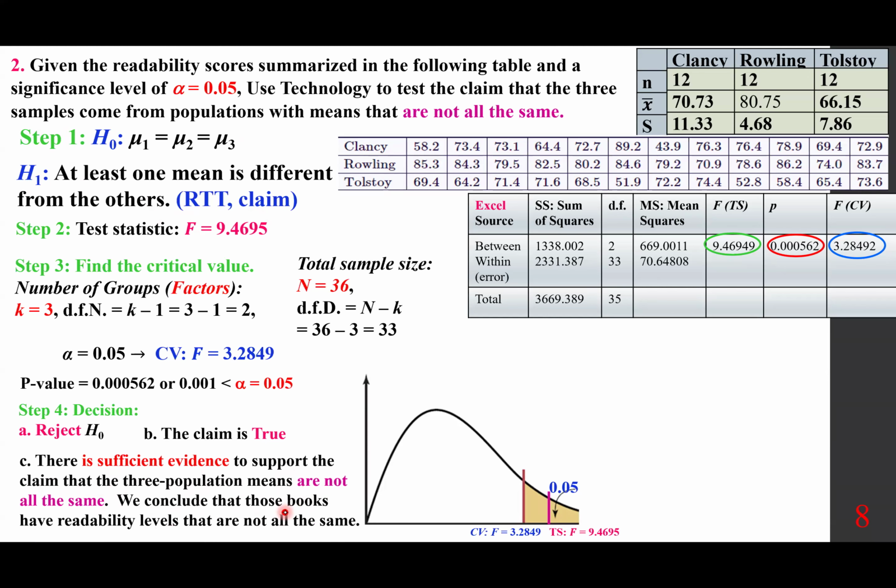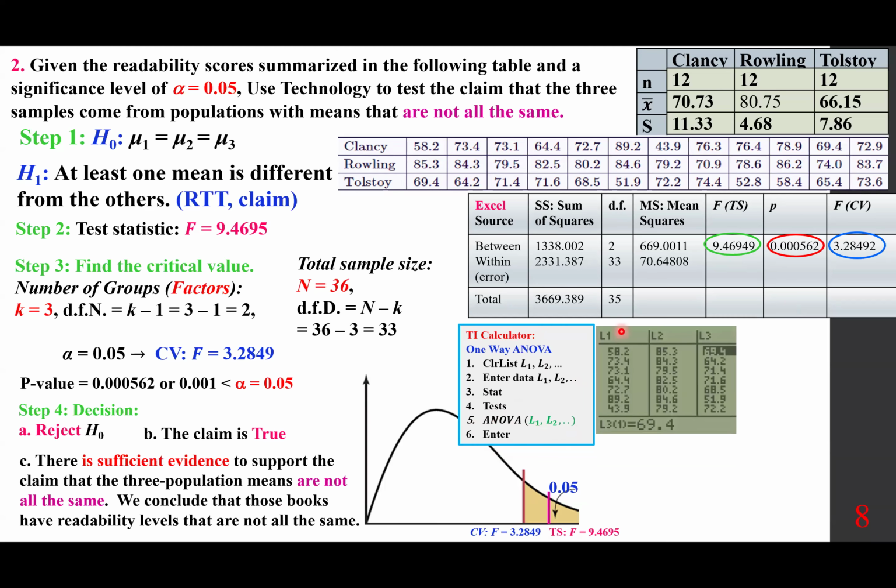So if we were to do this by technology, everybody, one-way ANOVA: clear lists L1 and L2 and so on. In this case, we need three lists. And we're going to put the information in and then ANOVA with L1, L2, and L3. So having said that, in L1, we have 58.2, 73.4, and so forth. In L2, we have 85.3, 84.3, and so on. And in L3, we put 69.4, 64.2, and so on.